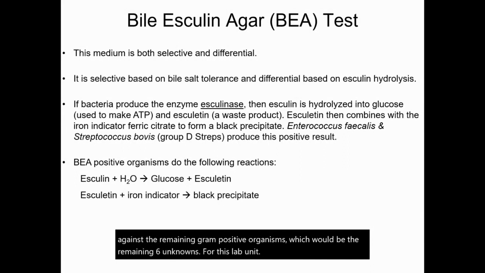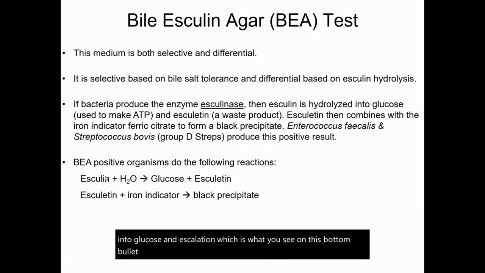The esculin, the E part of this media, is referring to the differential component because for those organisms that can grow, we can differentiate those that can hydrolyze esculin and those that cannot. So the differential component is based on esculin hydrolysis. And remember, hydrolysis is just the science term for breakdown. In other words, we're trying to see if organisms can break down esculin into glucose and esculetin, which is what you see on this bottom bullet here.